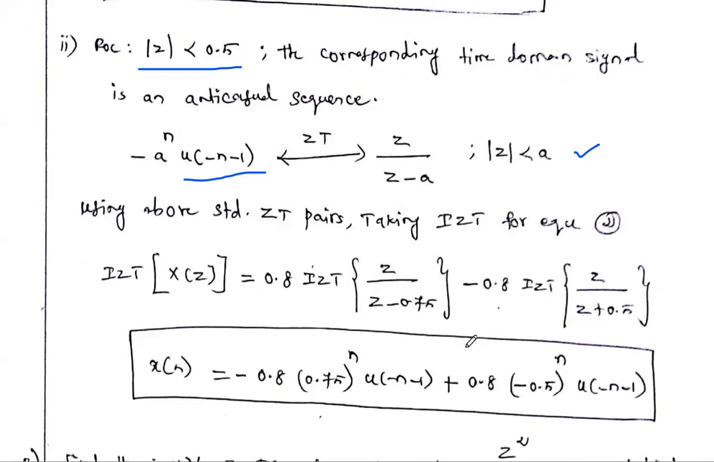Similarly, minus 0.8 into the inverse Z transform of Z by Z plus 0.5. As per this property, we get minus, that is already there is one minus, and in the inverse Z transform again one minus will come, minus of minus 0.5 to the power n. So this minus of minus is converted into plus: plus 0.8 times minus 0.5 to the power n u of minus n minus 1. This is the answer for the second ROC, modulus of Z less than 0.5.